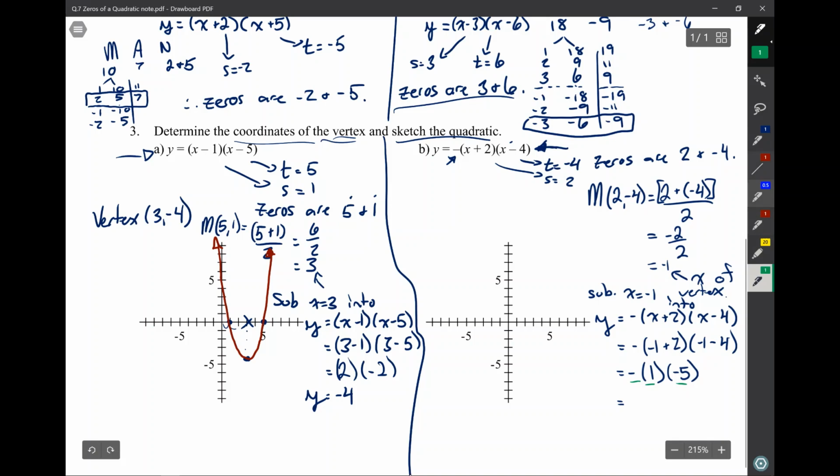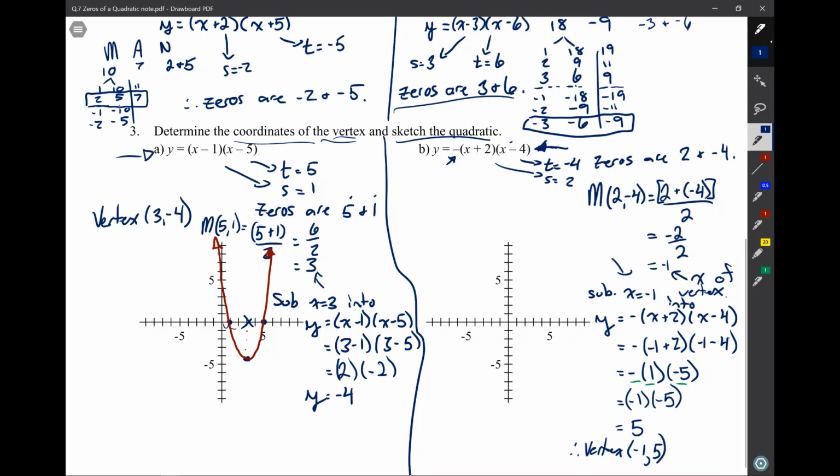If I do that in 2 steps, that's negative 1 times negative 5, and a negative times a negative is a positive, so I'm left with 5. So my vertex is at negative 1, 5. If I'm plotting that, I go negative 1, 5. My vertex is here. My 2 zeros are at negative 4 and positive 2. And this looks about right.